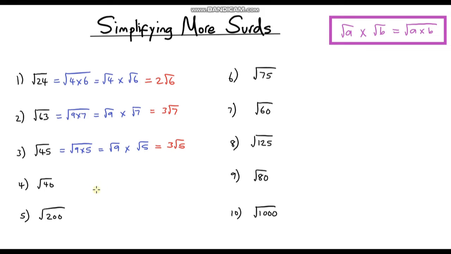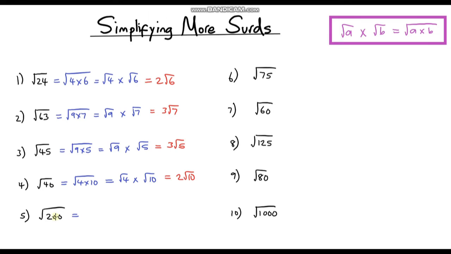Okay, question 4. The square root of 40. So 40, well, 40 is 8 times 5, but none of those are square numbers. So I'm going to have to use 4 times 10 instead. So 4 times 10 also gives me 40. So this is going to be the square root of 4 times the square root of 10. And the square root of 4 is 2, so this is going to be 2 root 10. So hopefully you can see for all of these examples, I'm doing exactly the same thing. So it's quite a nice process.